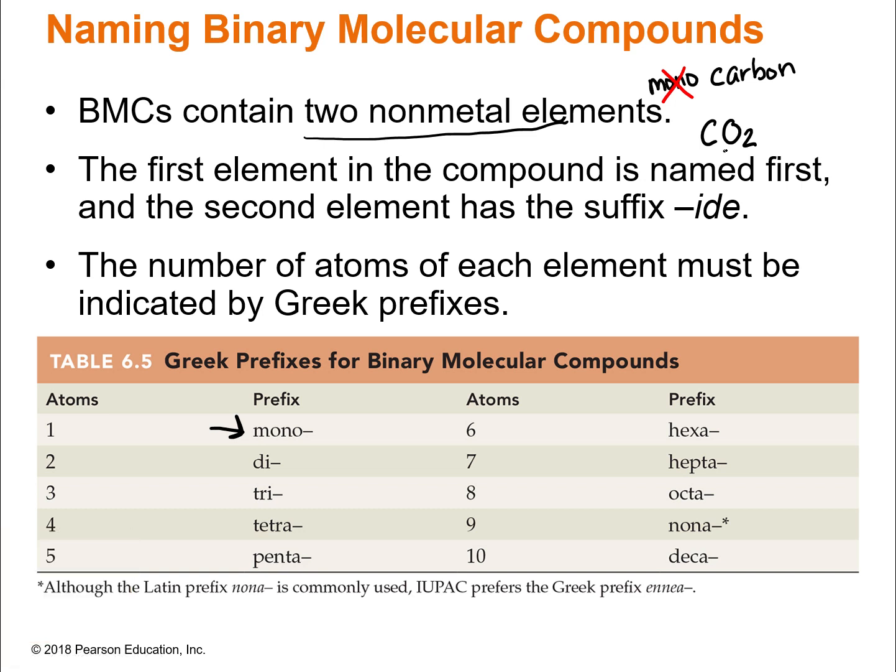The second element here is oxygen. And we have 2 of them. For 2 atoms, you're going to use di. Then you're going to name it kind of like we were doing with the monoatomic anions. You're going to take that first syllable and add IDE. So the name of that molecule is carbon dioxide.